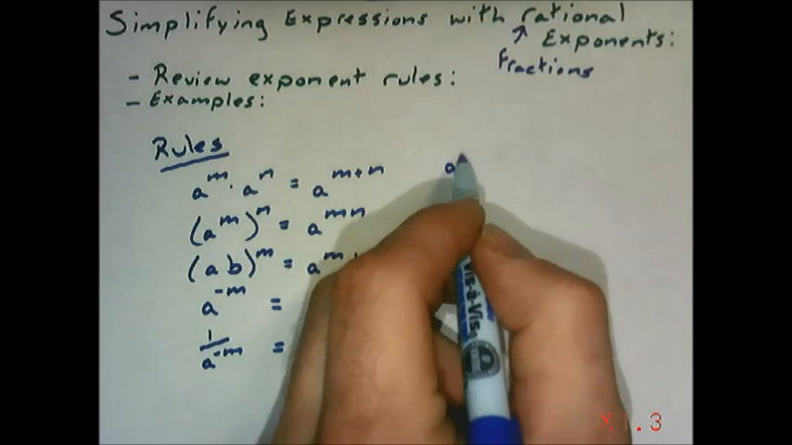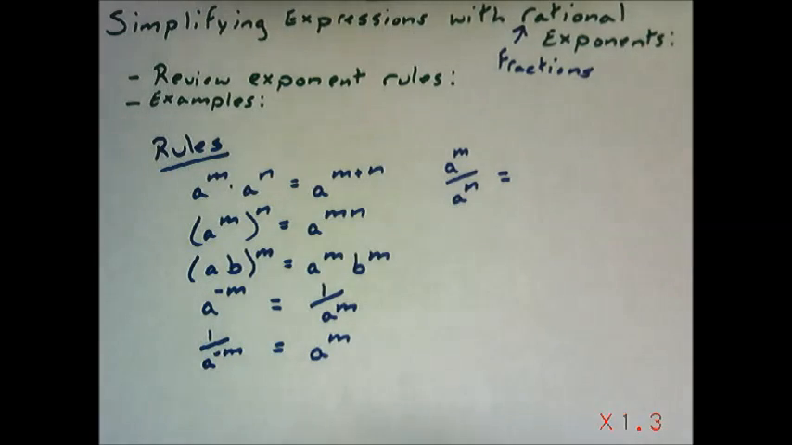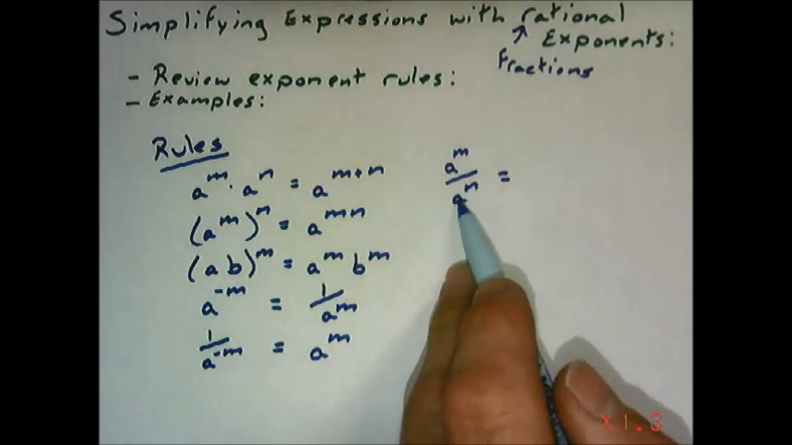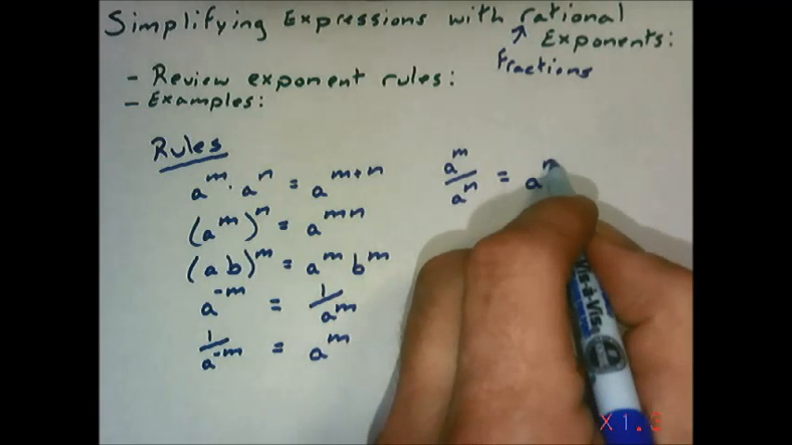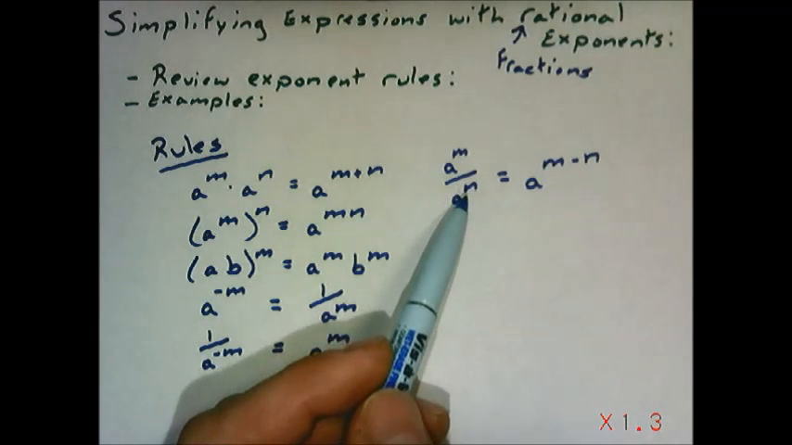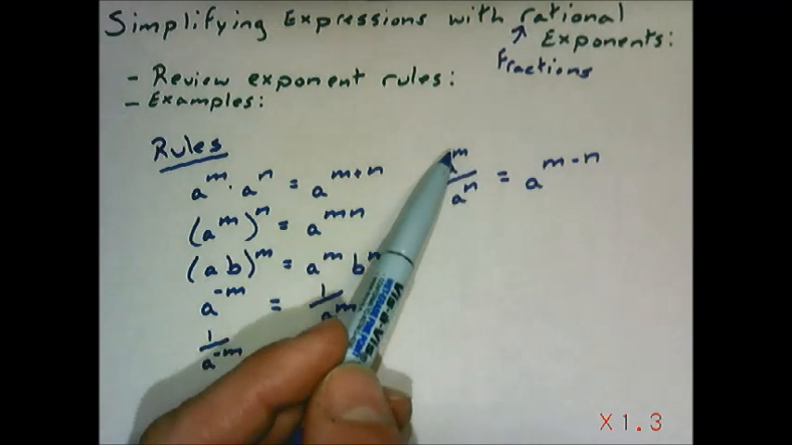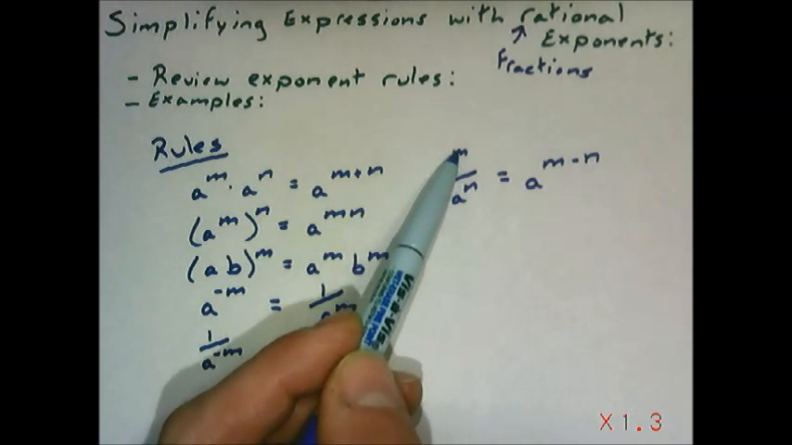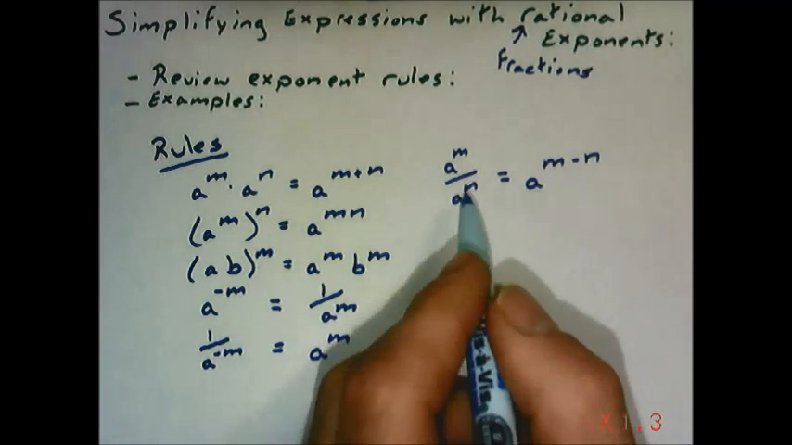We can also look at a to the m divided by a to the n. Here, if my bases are the same, I can subtract my exponents. So I have a to the m minus n. Remember, however, we always take the larger number minus the smaller number, and that's where it goes. So, in this case, I would say that m was larger than n because I took m minus n.